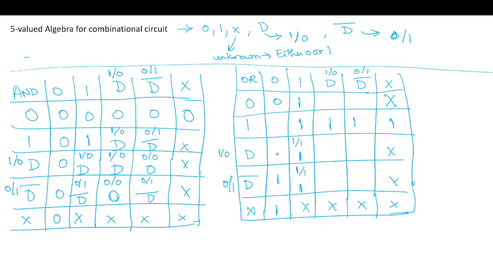Okay, I made a mistake here. 1, this will be 1, 0, which is D. 0, 1, D bar. 1, 0, D. 1, 0, D. 1 or 1, it's 1. 0, 1, D bar. 1, 1, it's 1. This will be 0, 1, which is D bar.